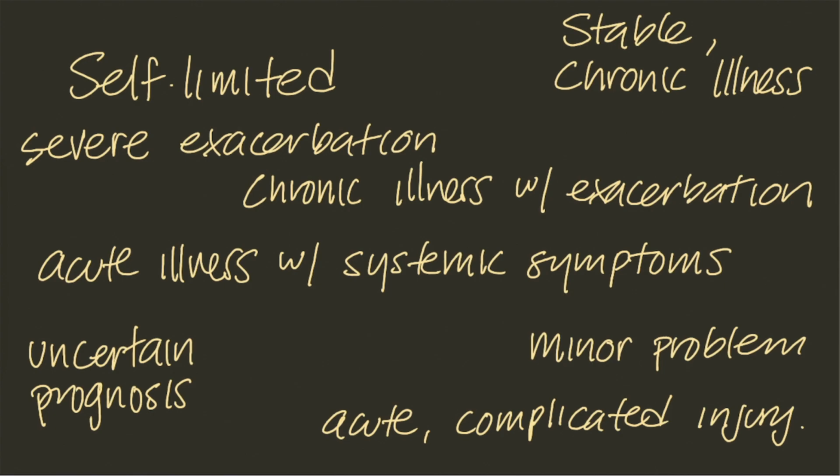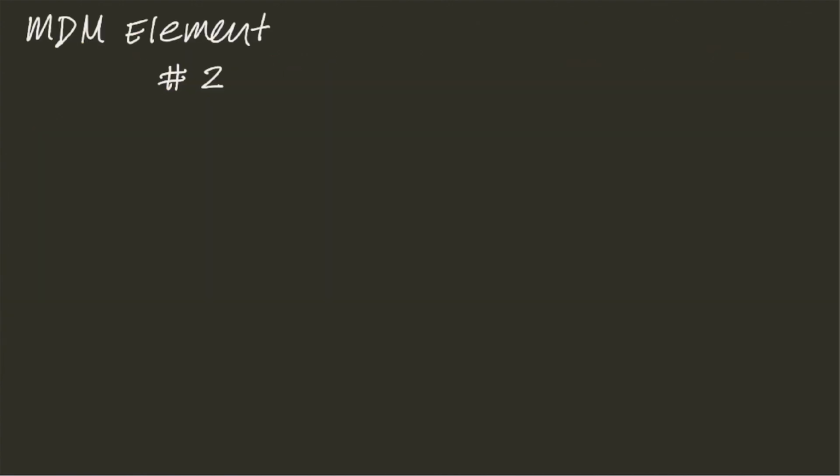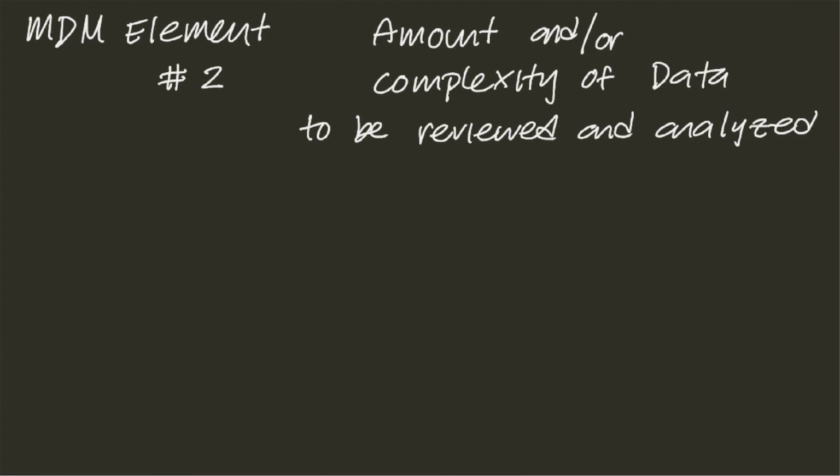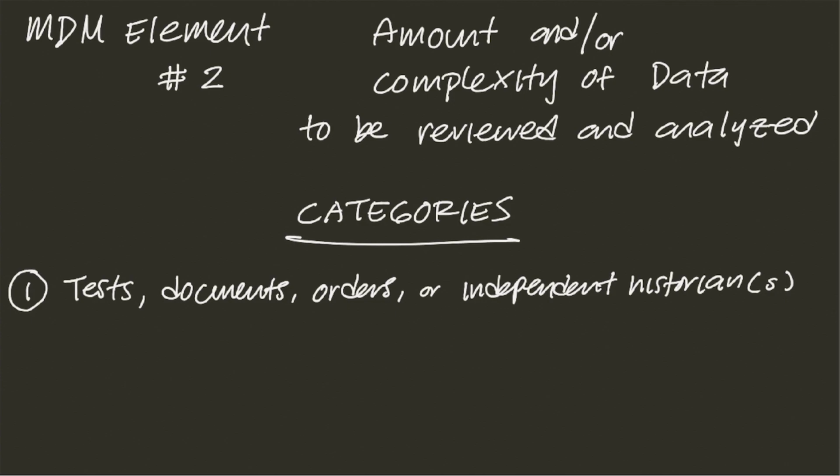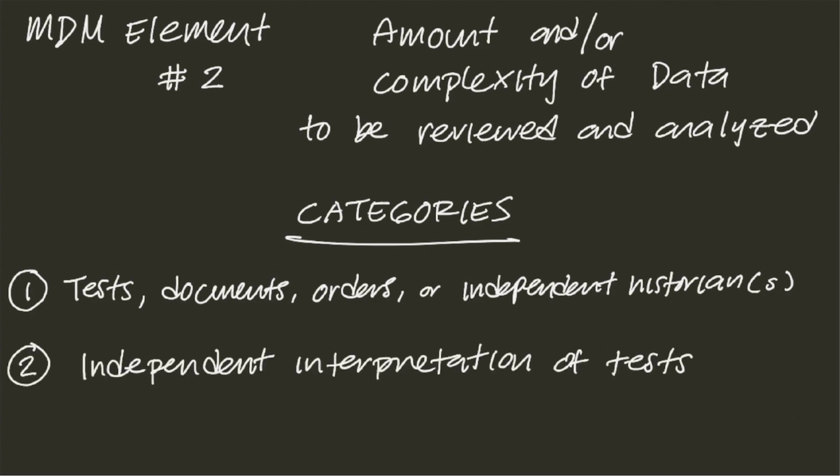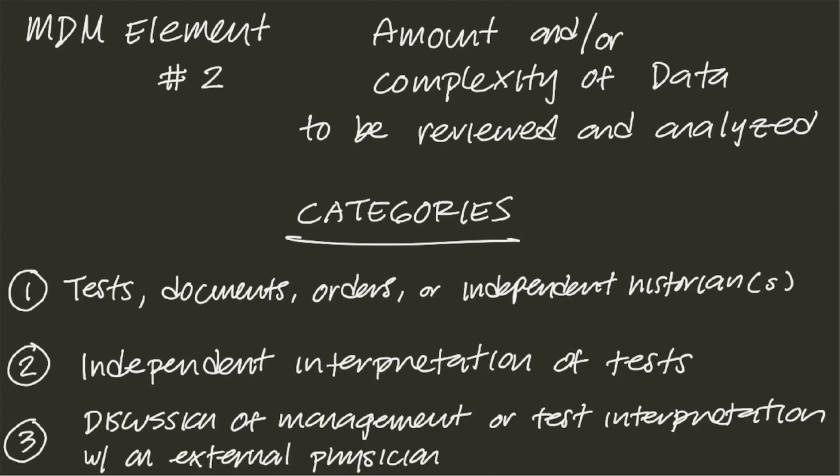Medical decision element number 2. Amount and/or complexity of data to be reviewed and analyzed. There are 3 data categories: tests, documents, orders, or independent historians. Independent interpretation of tests. Discussion of management of test interpretation with an external physician or other qualified healthcare professional or appropriate source.